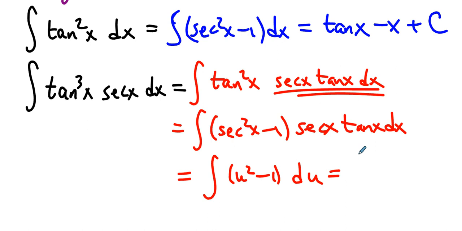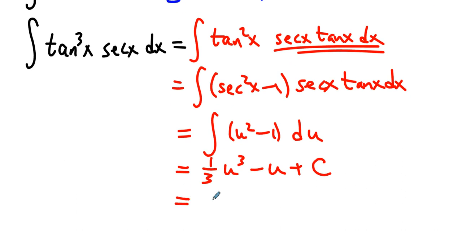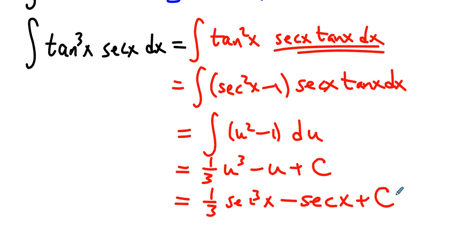And we know how this goes. Maybe you know how this goes. I'm apparently still learning. We know how this goes. This is 1/3 u cubed minus u plus a constant. And we know what u is. u is secant x. And we've got it.